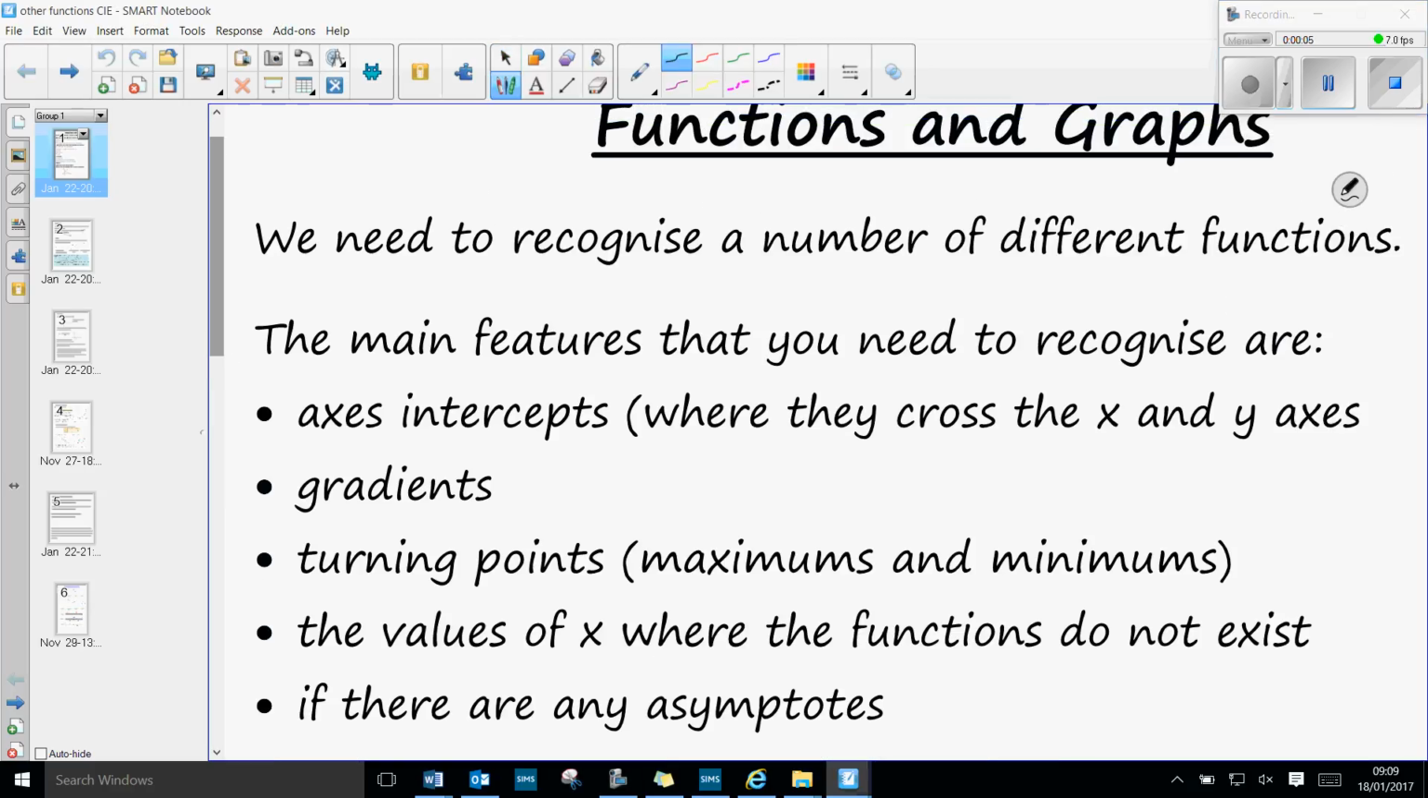Functions and graphs. The main things that you need to recognize when you're asked to draw a function, or if you're looking at a function, are these things.